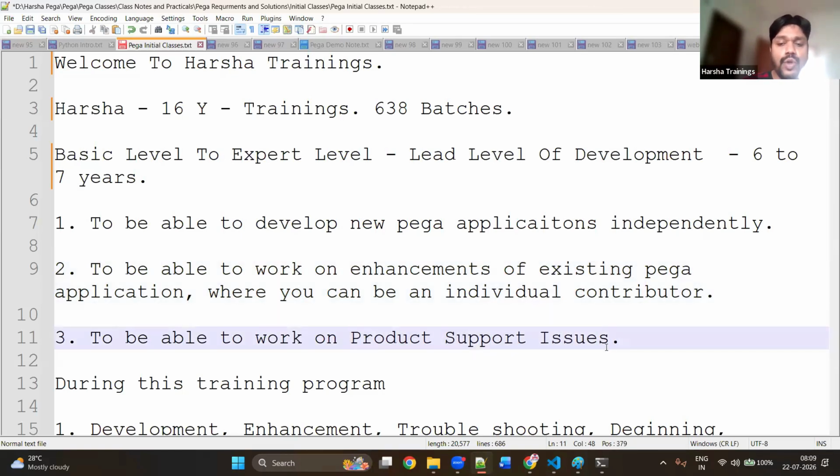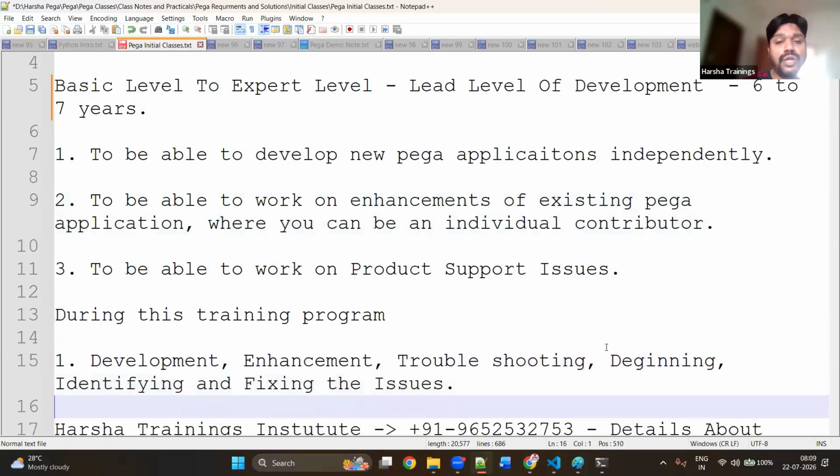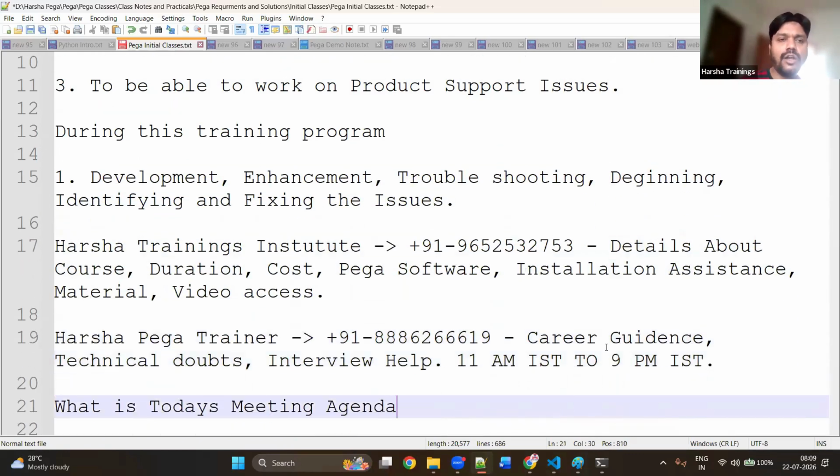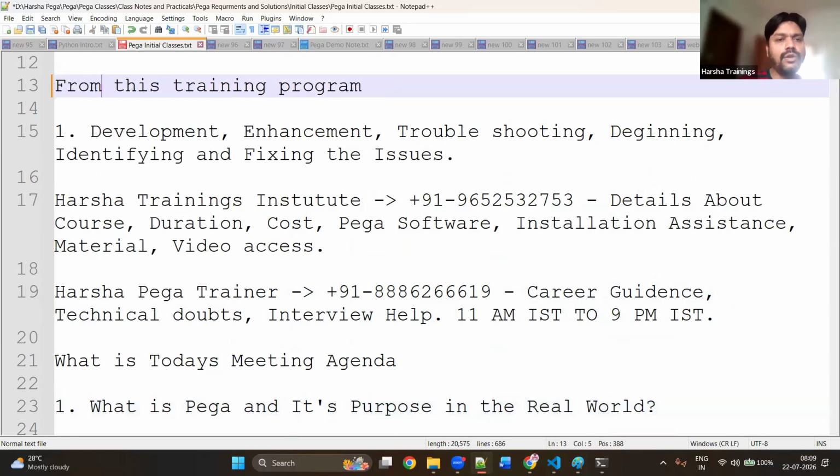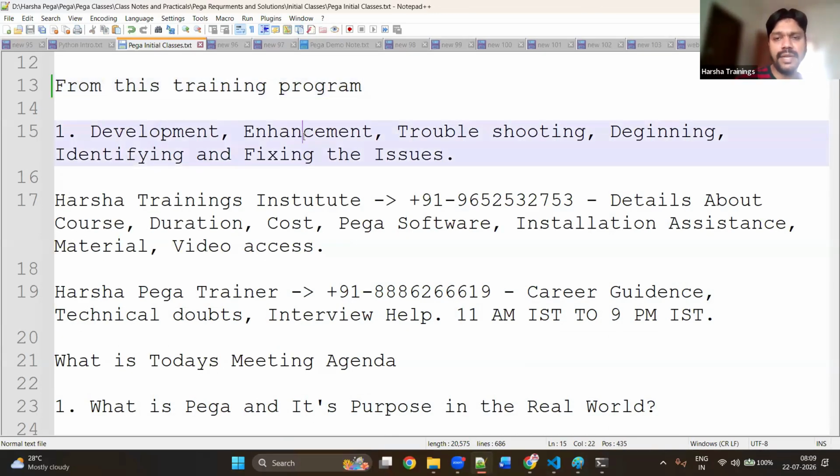That means how to analyze the issue, how to troubleshoot the issue, all that knowledge you are also going to get from this training program. From this training program, you are going to learn development, enhancements, troubleshooting, designing, identifying and fixing the issues. In all these ways you will be molded as a full-fledged Pega developer.